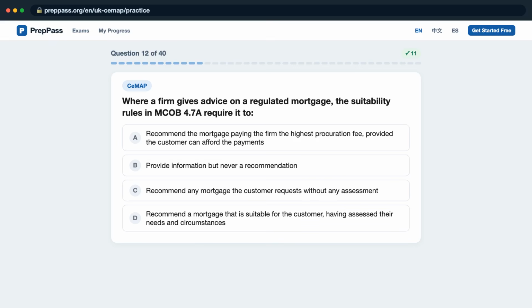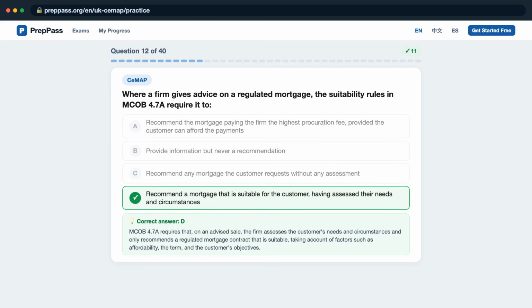Question 12. Where a firm gives advice on a regulated mortgage, the suitability rules in MCOB 4.7A require it to, is it A, recommend the mortgage paying the firm the highest procuration fee, provided the customer can afford the payments? B, provide information but never a recommendation? C, recommend any mortgage the customer requests without any assessment? D, recommend a mortgage that is suitable for the customer, having assessed their needs and circumstances?